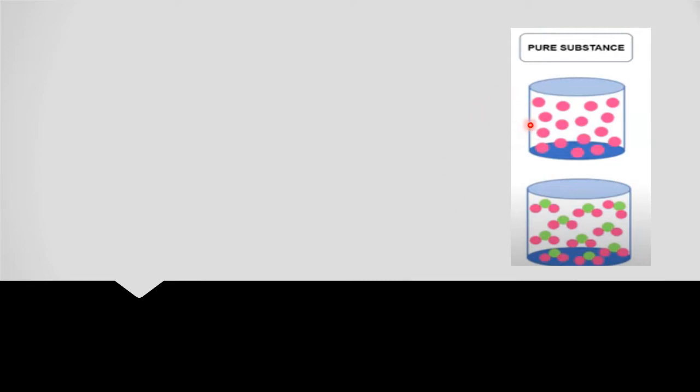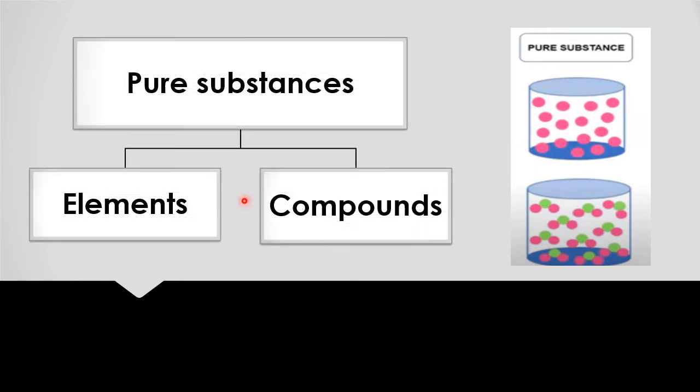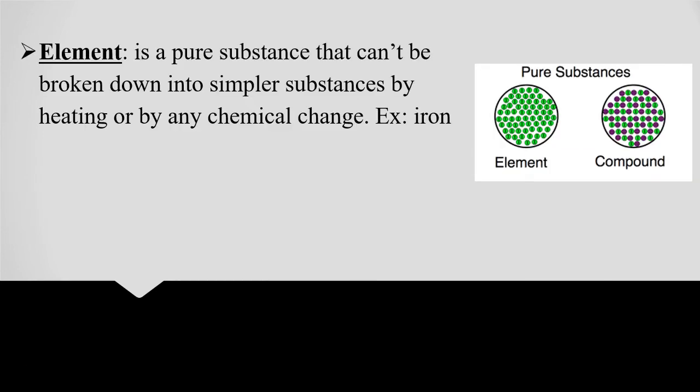So, the first type is called an element, whereas the second type is called a compound. A compound is made up of two or more elements. So, pure substances can be either elements or compounds. Thus, can we define an element?